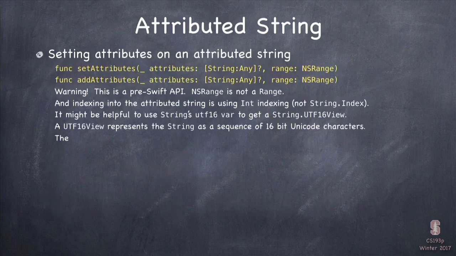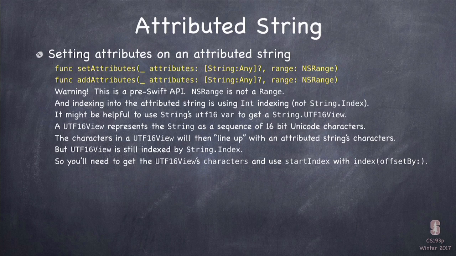But let's talk about how you set the attributes. So you set the attributes just by passing in this dictionary, okay, called attributes there. You can either set attributes or add attributes to what's already there. And this dictionary is [String: Any]. The String is just a key telling you what the attribute is, like it's a font or a color or whatever. And then the Any is, it might be a font, it might be a color, it depends on what the key is. That's why it's an Any there, okay, because it could be all kinds of things.